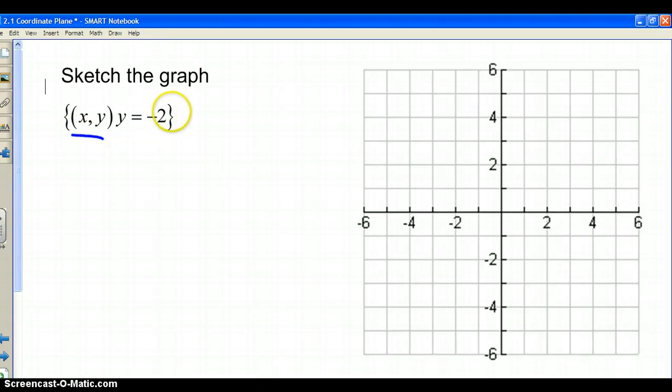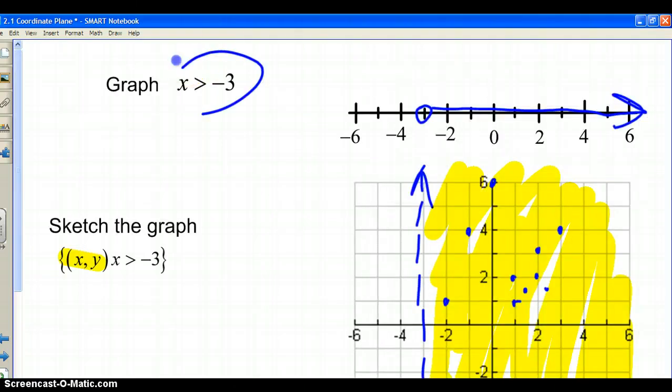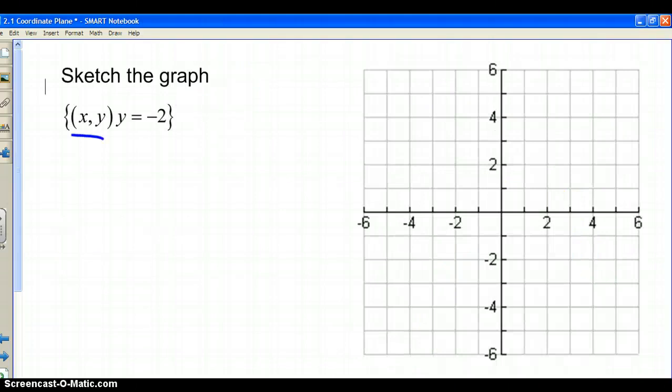And Y equals -2. Well, I don't know if you caught on, but when you see X equals, this is going to be a vertical line. When it's Y equals, it's going to be a horizontal line. So Y equals -2 looks a lot like this. It's a straight line at -2. And that is our graph. There's no shading because there's no inequality there. It's just an equal sign.